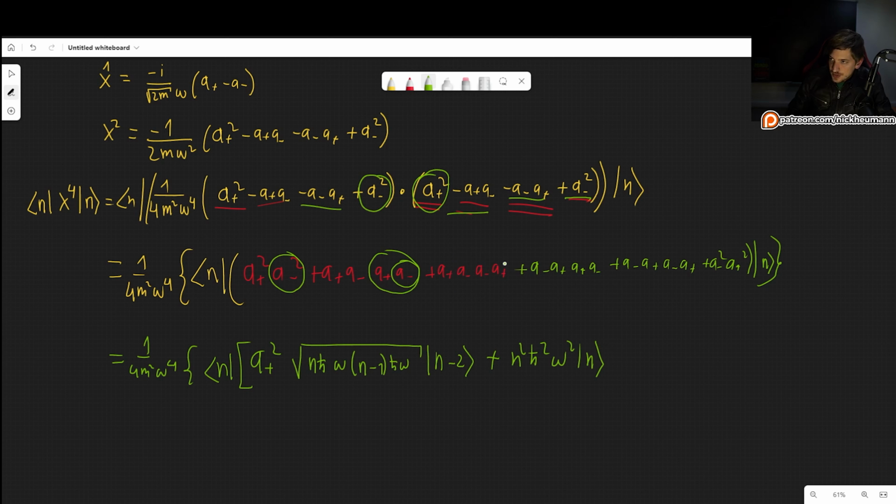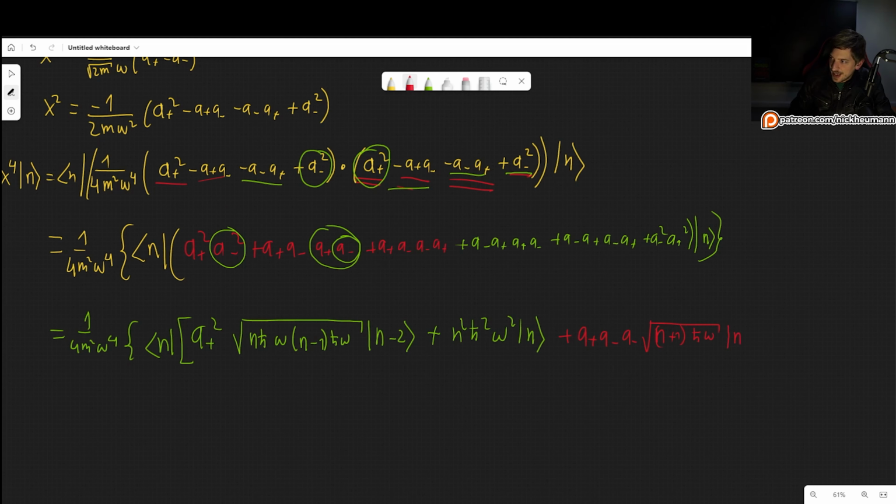Let's see. So here we have plus, maybe let's change colors. So plus, a minus, and now we apply a plus, which is square root of n plus 1 h bar omega, and then times the state n plus 1. And now let's apply the lowering operator, which gives us square root of the current state, which is n plus 1 h bar omega. And then we multiply by the new state n, right? So when we multiply these two together, we get this thing squared and simply state n.